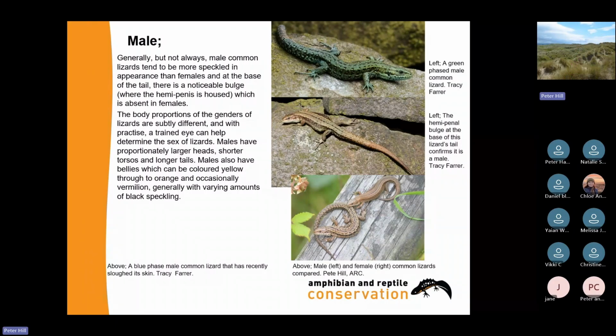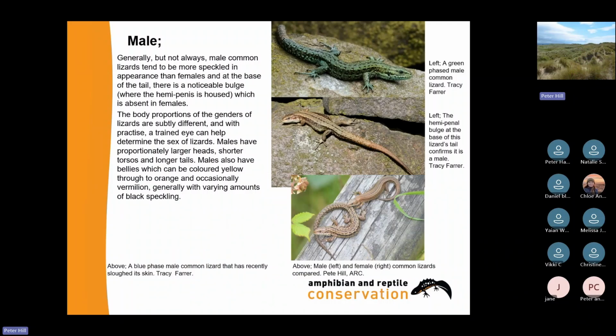So you may have a female common lizard and a male common lizard together. They may measure precisely the same length. However, they'll be different proportionately. The female will have a smaller head. The male will have a chunkier, more massive head, and he will have a shorter torso. The difference between his front legs and his back legs, that length, is shorter than a female. She will have a longer torso because she has to carry the young.